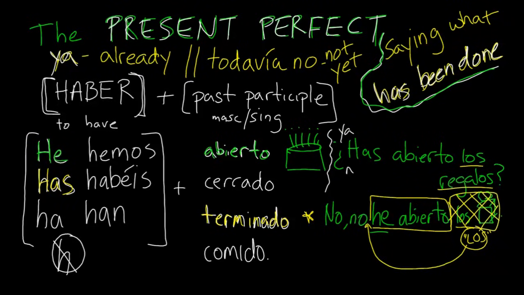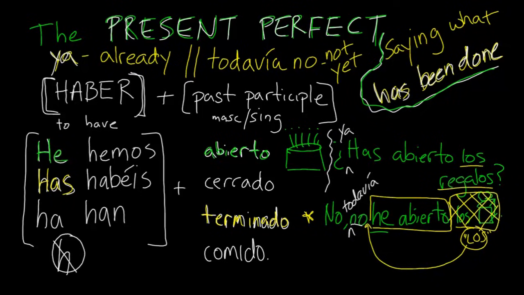And you could say, no, not yet. So we would say no. Todavía no. And here's our second no. He abierto los regalos. Or no. Todavía no los he abierto.